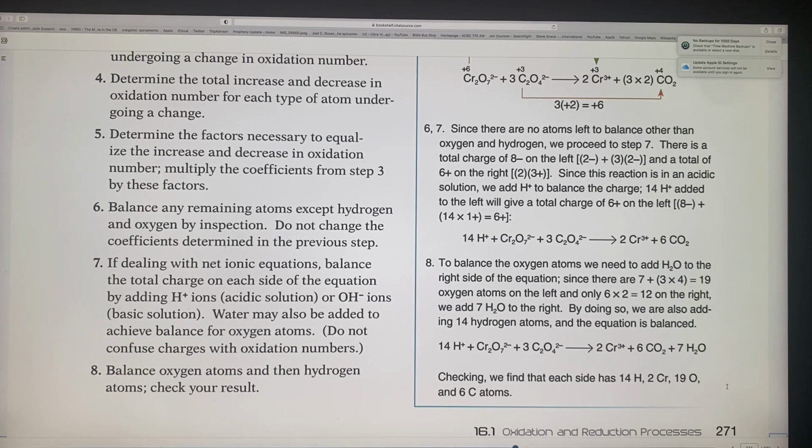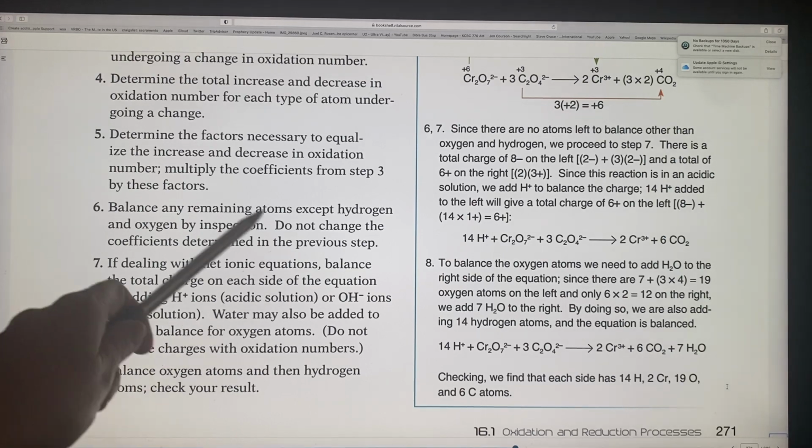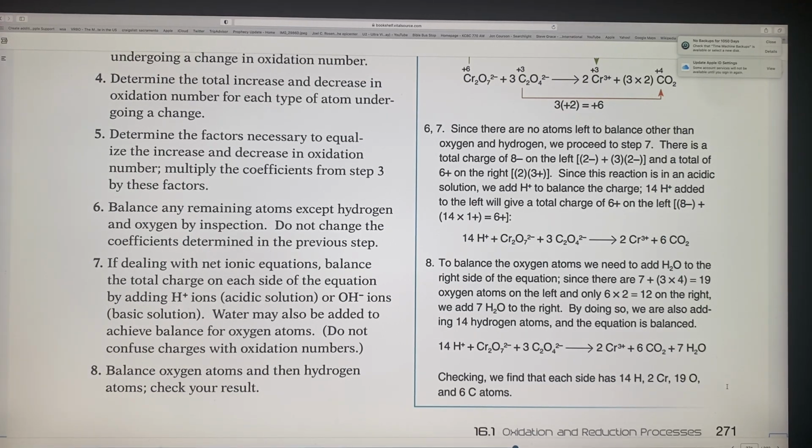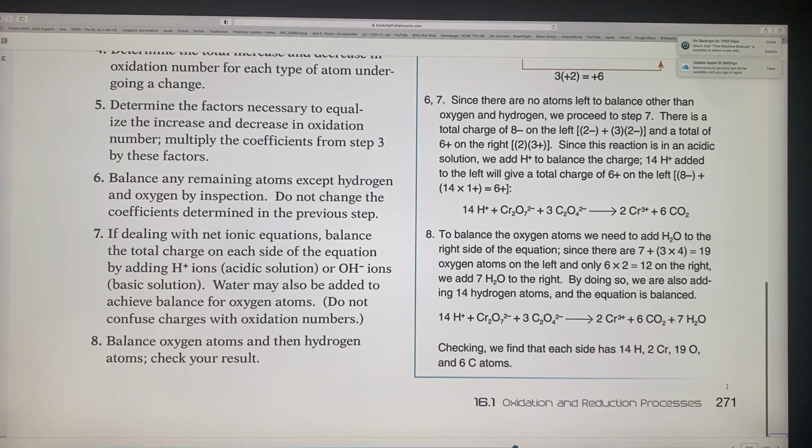So we're going to balance the remaining atoms, but not the hydrogen and oxygen until the end. So we're going to start balancing the other remaining atoms, if there are any. Sometimes there aren't. And then we're going to start balancing the hydrogen. So we're going to deal with hydrogen.